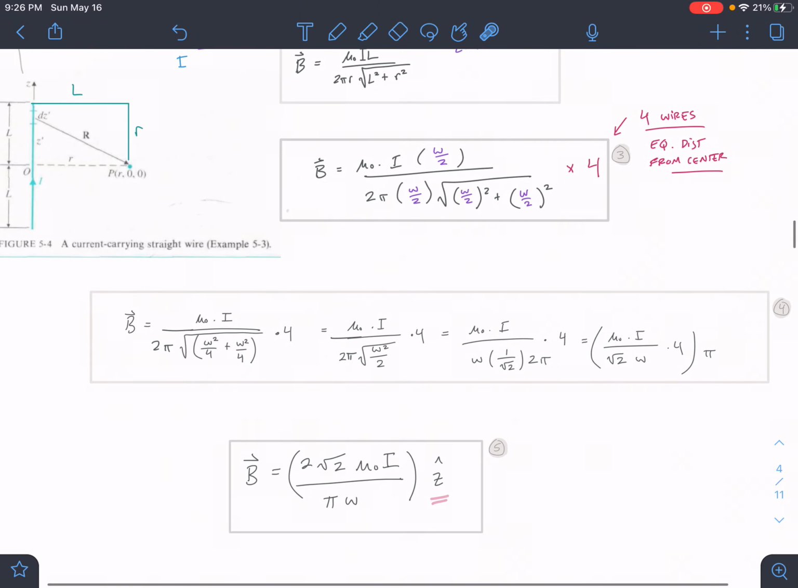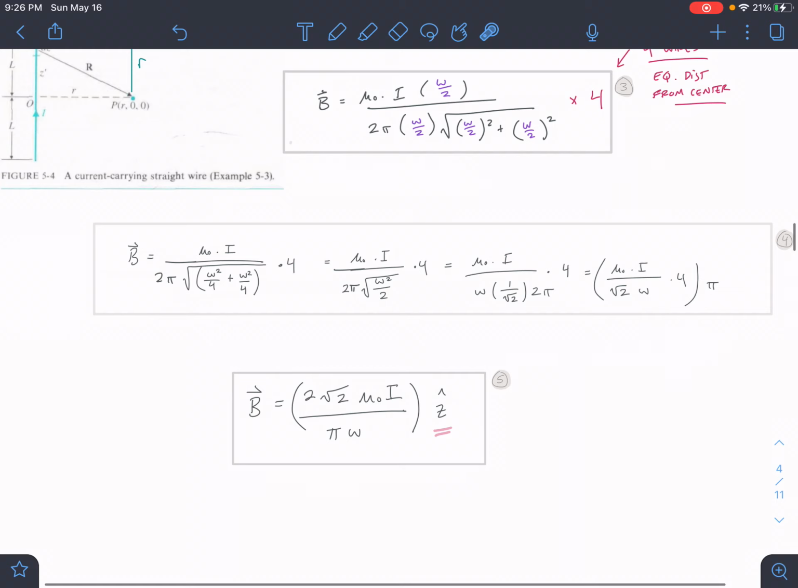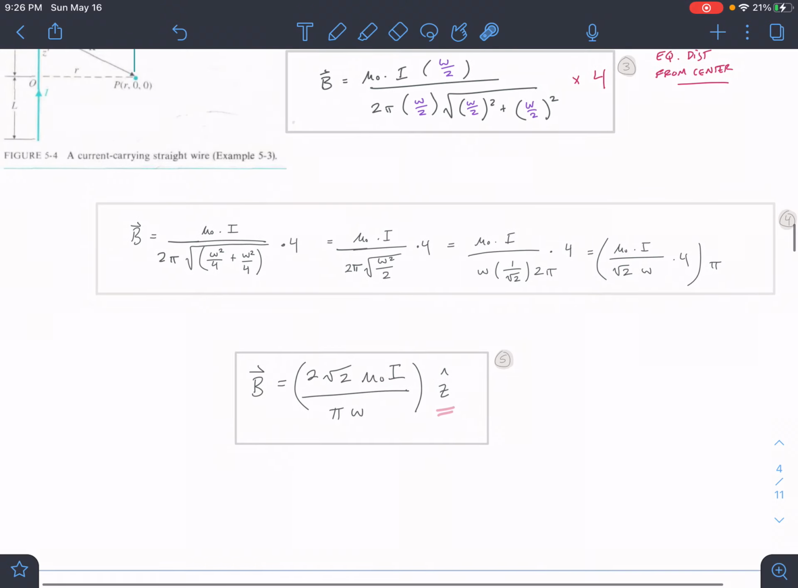This last part here is just some algebra. Please feel free to work through that part on your own. I just want you to get the higher level conceptual understanding of what we're doing. And we simplify and solve. And then the last piece that's really important is our direction.